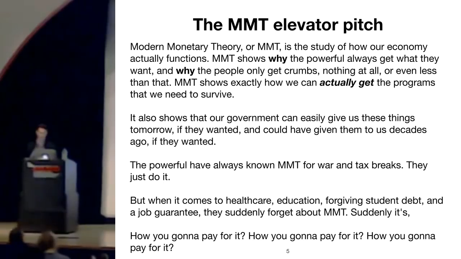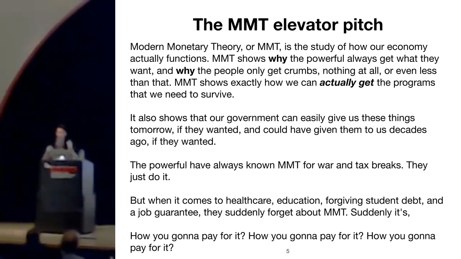And it also shows that our government can easily give us these things tomorrow if they wanted to, and they could have given us these things decades ago if they wanted to. The powerful have always known MMT. For war and for tax breaks, they just do it. No pay-fors in any of those bills.